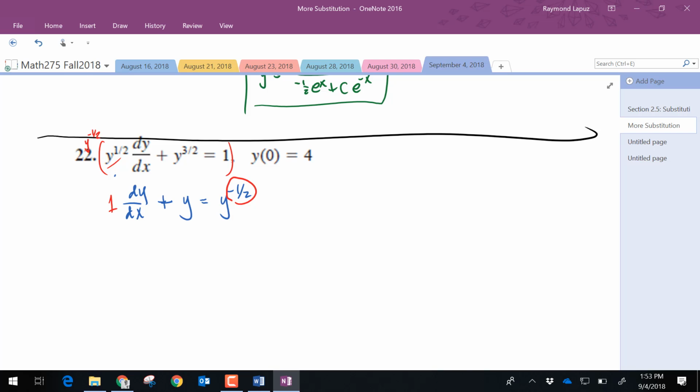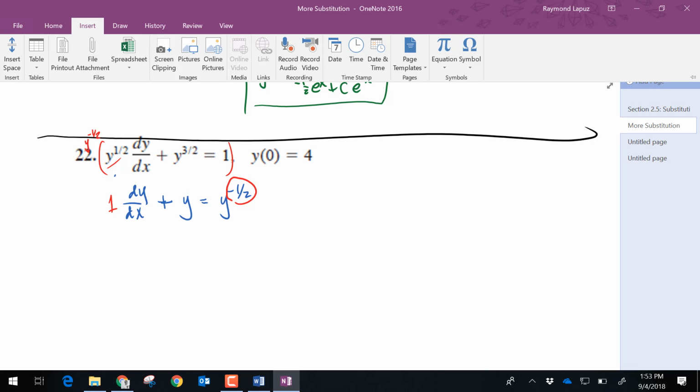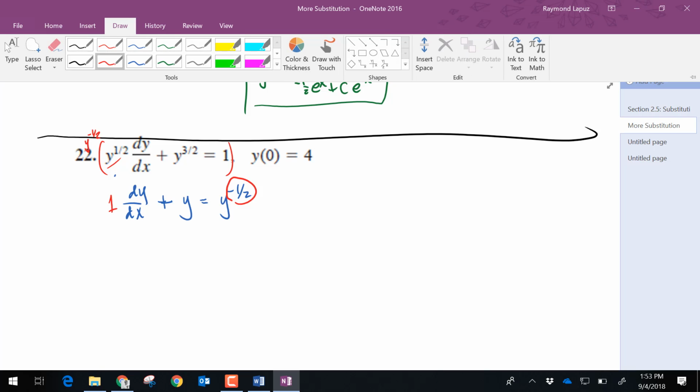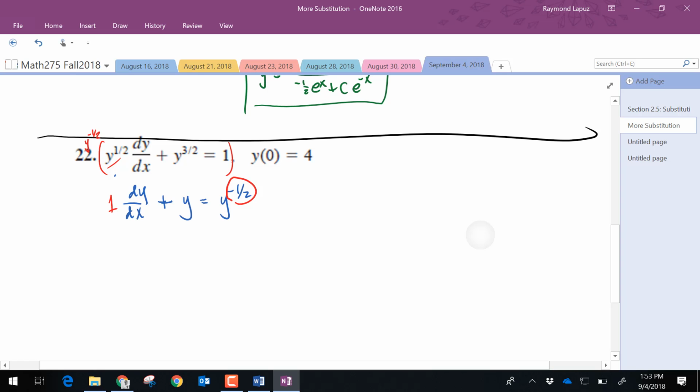The reason why it's not a first order linear is because the y is being raised to the 1/2 power. And so that makes it not linear. But it's a nice form. It's a Bernoulli form, which we can make into a linear differential equation. All right, so now we've identified our n. n is equal to negative 1/2.